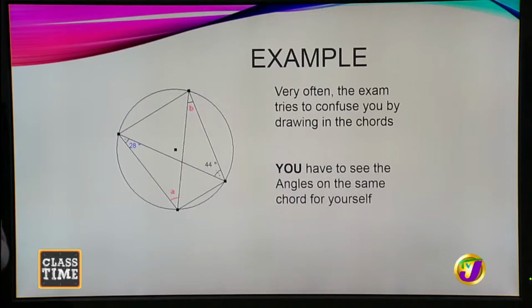One of the important things is you have to be able to visualize it, because in the exam it can be confusing with the diagram. So if you need to put in your own chord, that is fine. If you need to put in your angles and spin it and turn it a different way, that's fine. You will see angles on the same chord for yourself if you do it in a way that you understand.